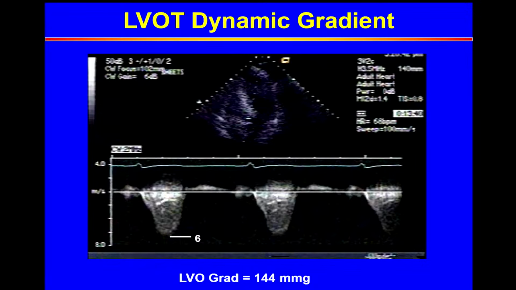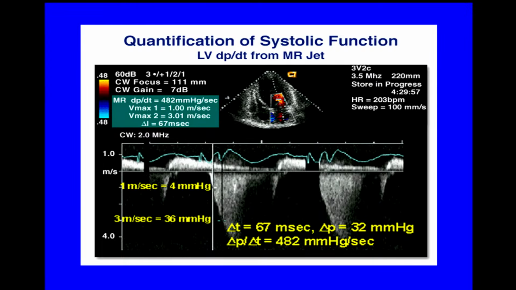Dynamic gradients for patients who have, say, LV outflow tract dynamic obstruction, we get that peak velocity and we apply the modified Bernoulli equation. In this case, it's 144.